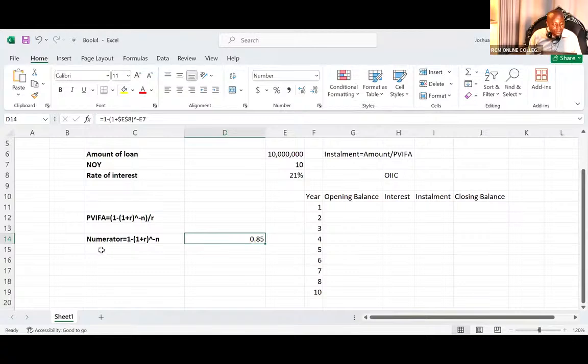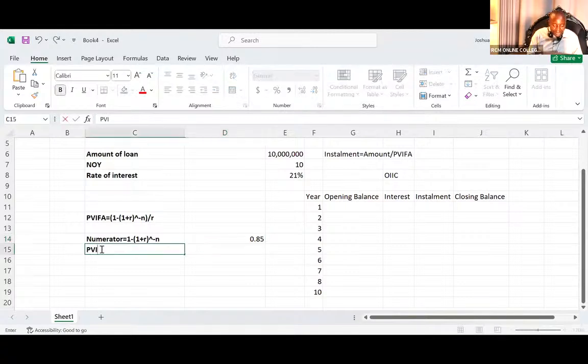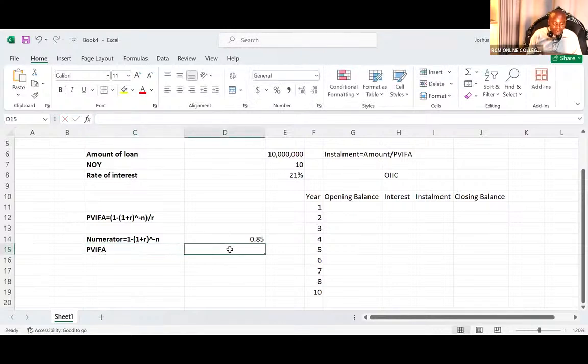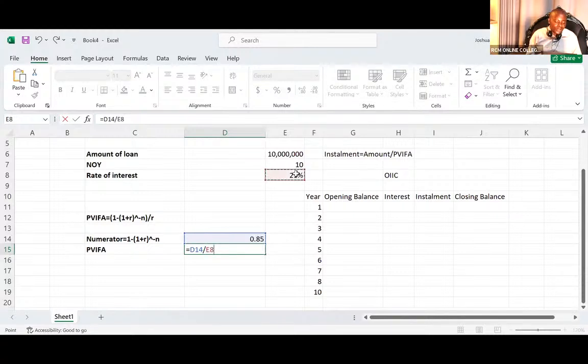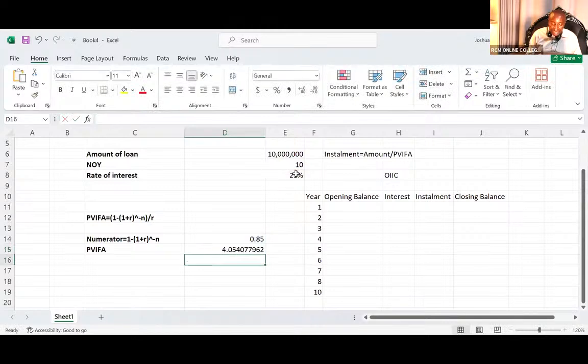And then once I get the numerator, now I'll be able to come and get what we call PVIFA, the present value interest factor. How do I get this present value interest factor? Now I'm taking the numerator, I divide this by the rate of interest. I can lock it or I leave it at this stage. I can lock it even in getting the PV formula, I don't have to lock it. So in this case here, this is my PVIFA.